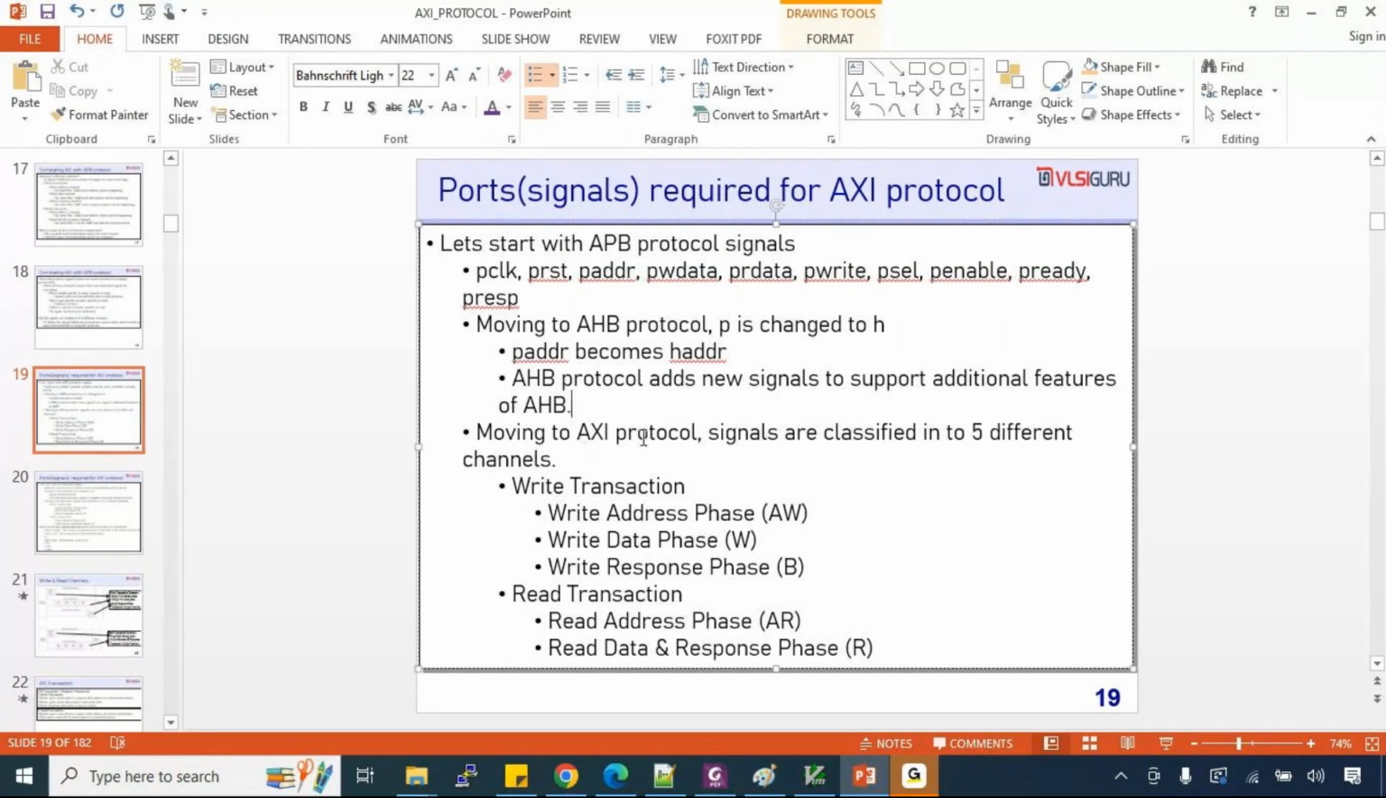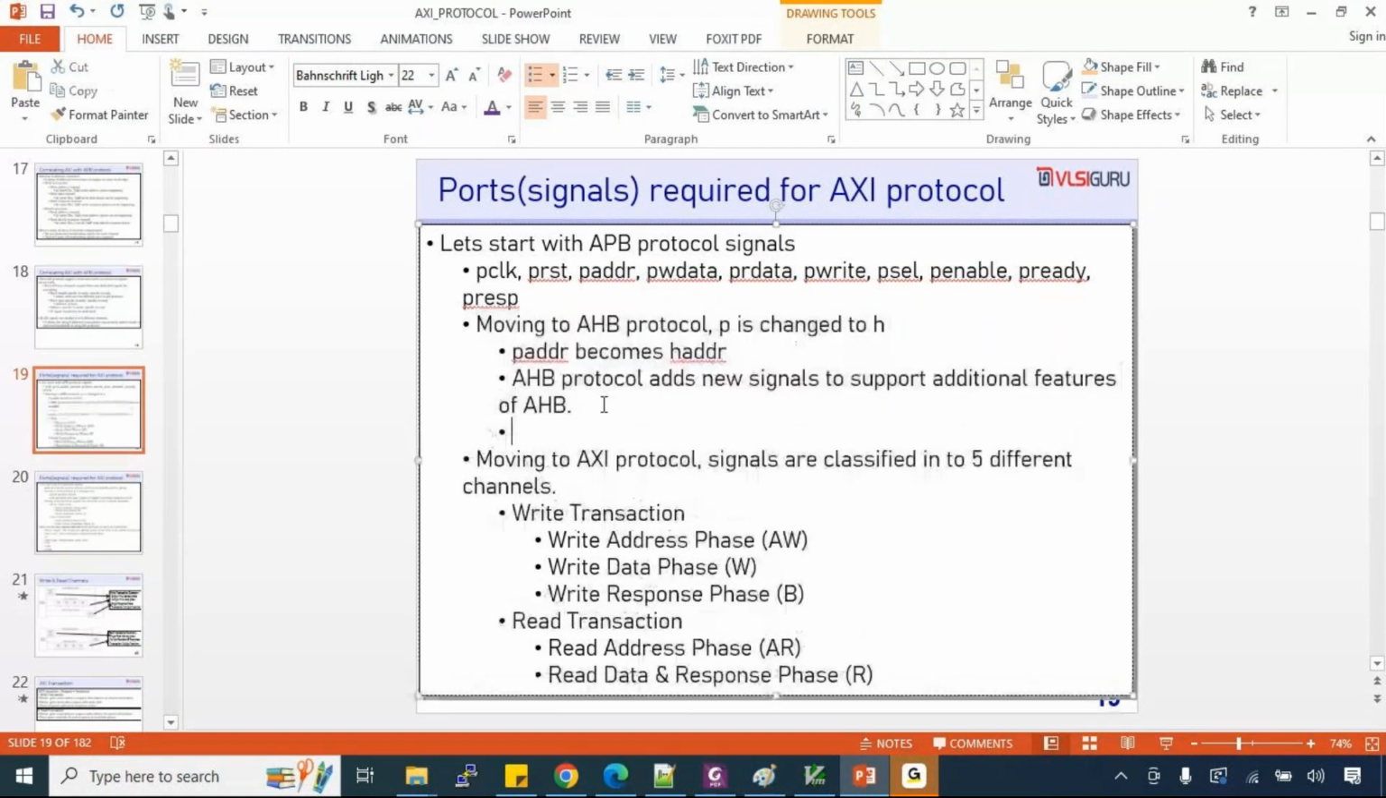Moving to the AXI protocol, signals are classified into 5 different channels further. AHB was very simple. Even till AHB, it's only one channel. APB is one channel, and AHB is also one channel. Because it's only one channel, the naming convention is uniform. What is meant by uniform? Everywhere they use HADDR, HWDATA, HRDATA, HLEN, everything is uniform.